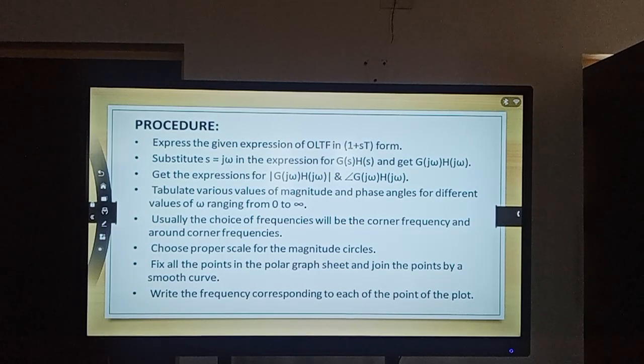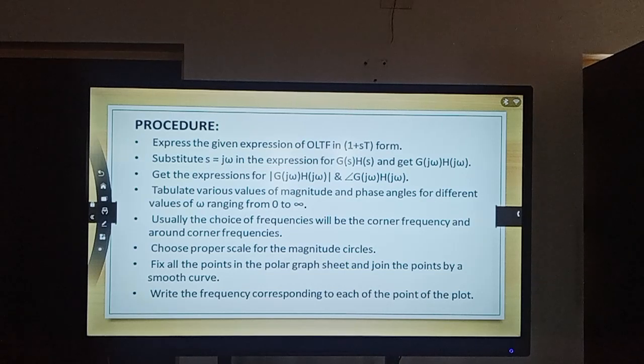The next step is the expression for the magnitude of G(j omega)H(j omega) as well as the phase angle. We know how to find the magnitude: root of a square plus b square, where b is the imaginary part's coefficient. By substituting that we get the magnitude. For the phase angle, what is the formula? If in the denominator there is a j omega term, it represents 90 degrees. Since it is in the denominator, we mark it as minus 90 degrees. If it is s square, it is 180 degrees, so in the denominator it is taken as minus 180 degrees.